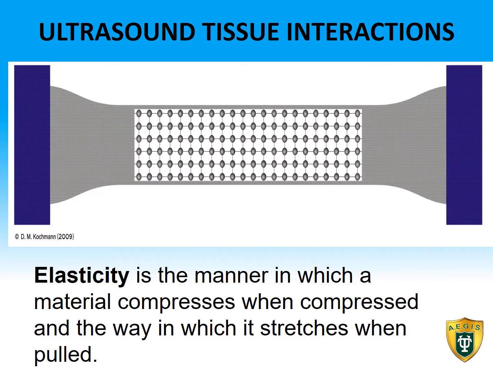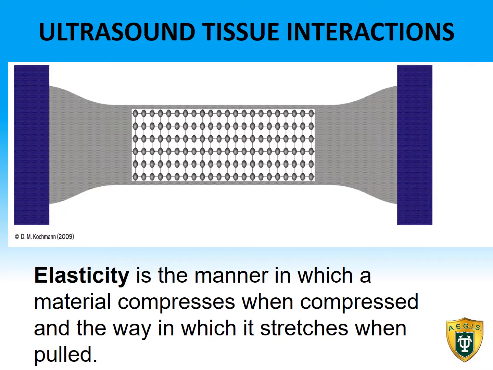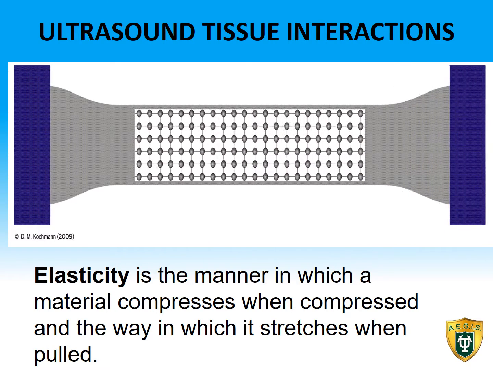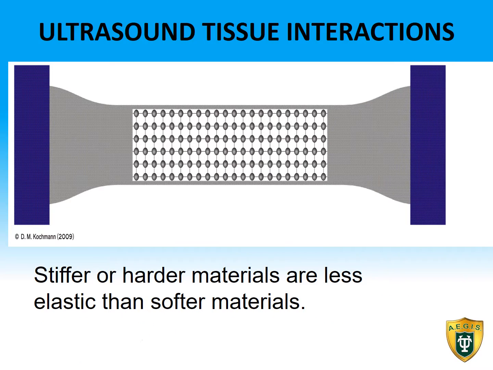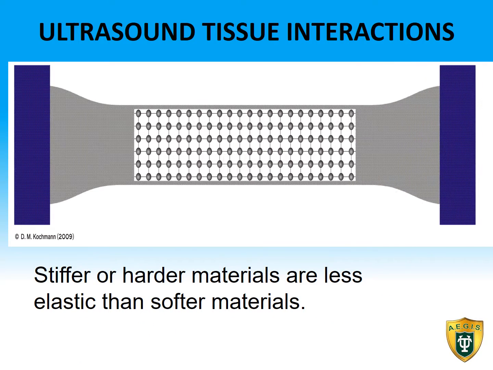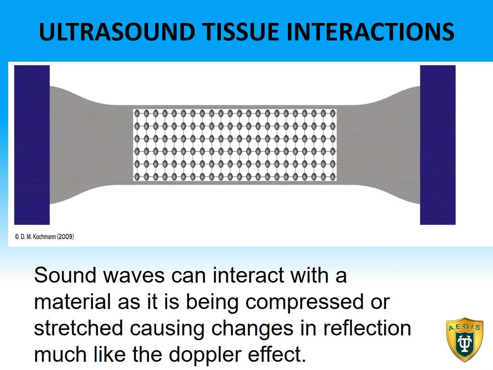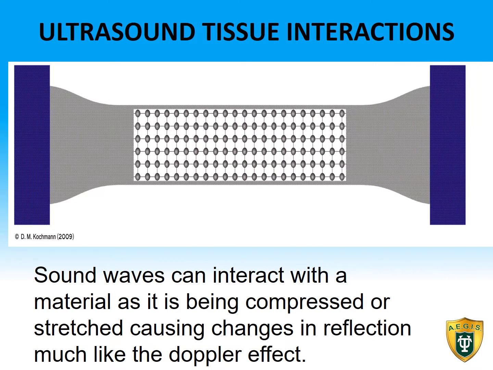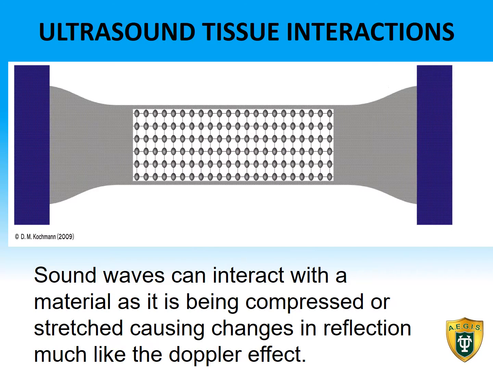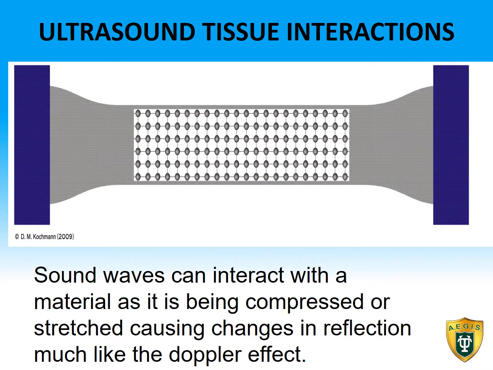Elasticity is the manner in which a material compresses when compressed and the way in which it stretches when pulled. Stiffer or harder materials are less elastic than softer materials. Sound waves can interact with a material as it is being compressed or stretched, causing changes in reflection much like the Doppler effect.